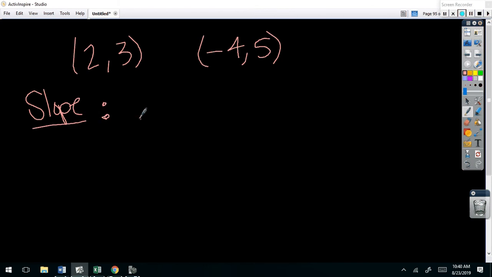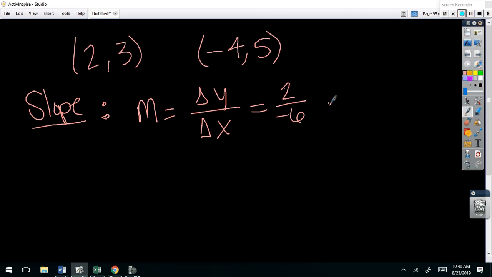How do you find slope? Delta y over delta x. What's the change in y here? 2. What's the change in x? -6. Good job. So that gives me a slope of what? -1/3. Is everybody okay with me not going y1 minus y2 over x1 minus x2 and just using delta there like that?